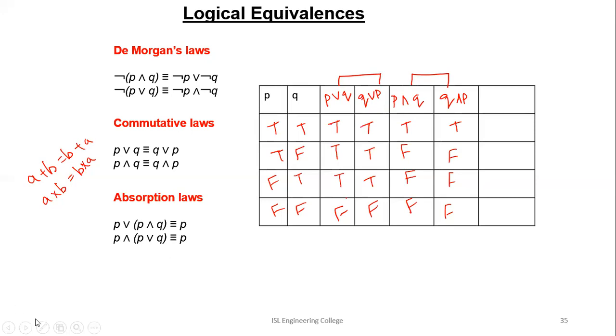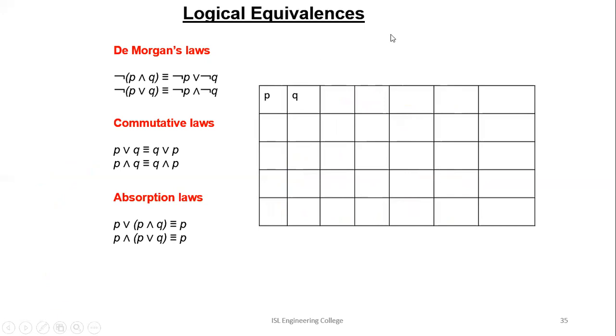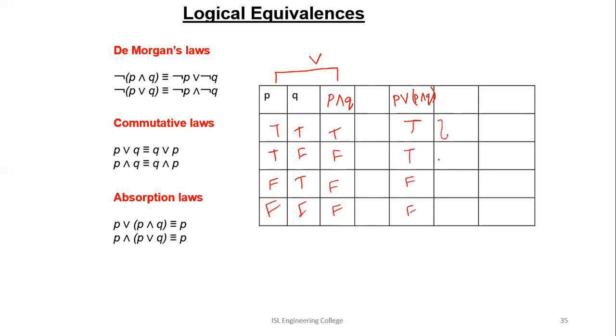Next is absorption law. For absorption law, you have to remember that we have P, Q, then you are supposed to find P and Q, and then again I'm just leaving this column P or P and Q. So true, false, false, and over here we have P or P and Q. So we have to perform or on these two. To perform or, we have to remember that if one of them is true, then true. So true, true, false, false. This is equivalent to P. The same way you can prove the other one.